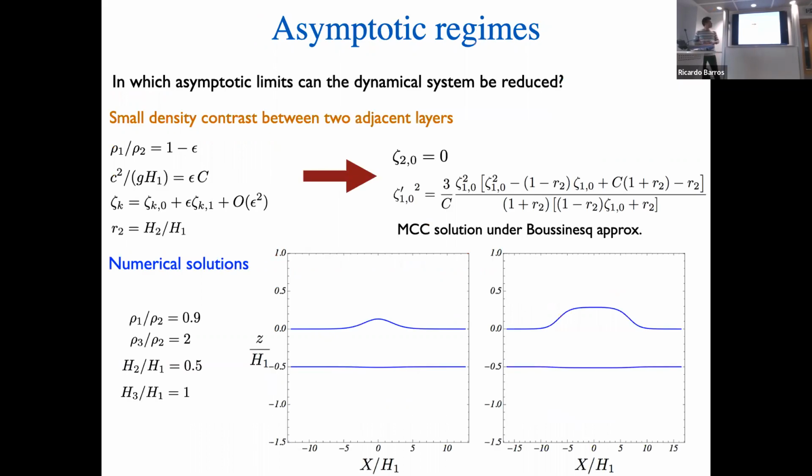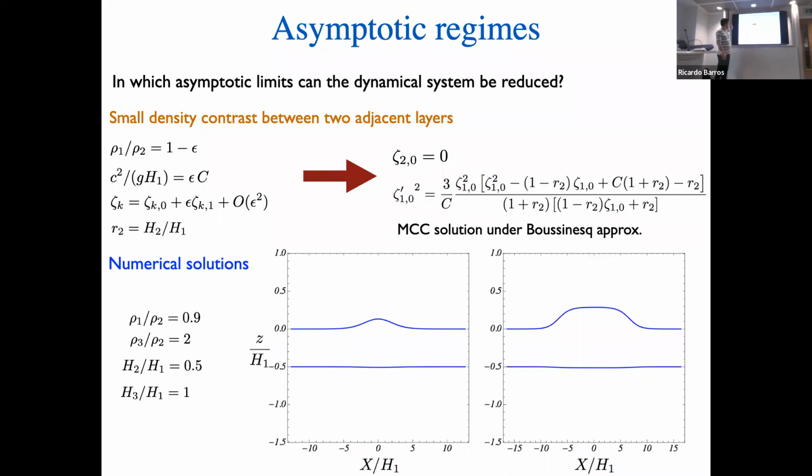Before we do anything with the system, I would like to start by looking at a few asymptotic limits, which can be easily treated. For example, if I say that you have a small density contrast between 2 adjacent layers, so we have 3 layers, but 2 of them are very, very close in densities, then asymptotically, at leading order, one of the interfaces will be just a flat surface, and the other is just the solution of the well-known MCC solutions. In this case, it's under the Boussinesq approximation.